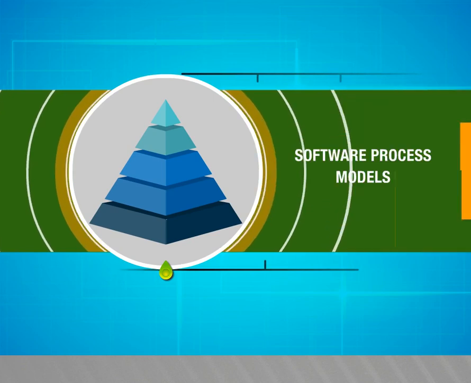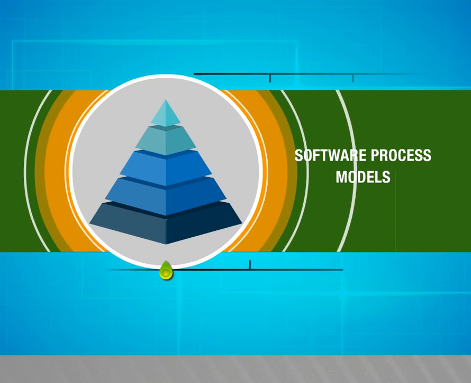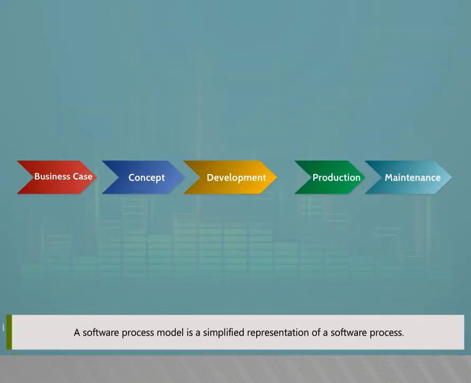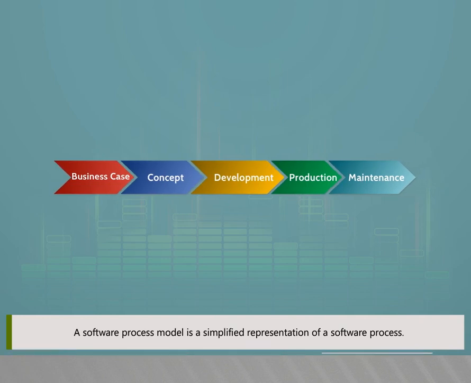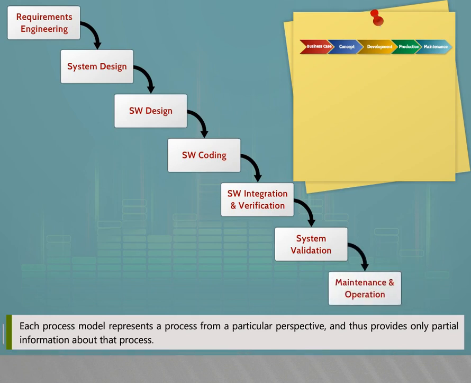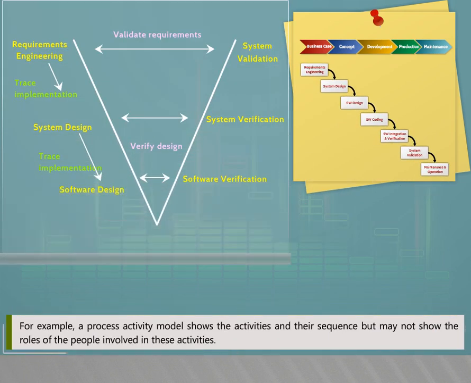Software process models. In this video, we are going to see about software process models. A software process model is a simplified representation of a software process. Each process model represents a process from a particular perspective and thus provides only partial information about that process. For example, a process activity model shows the activities and their sequence, but may not show the roles of the people involved in these activities.